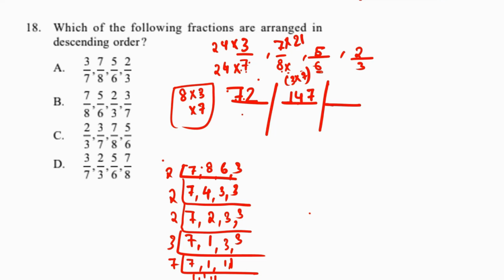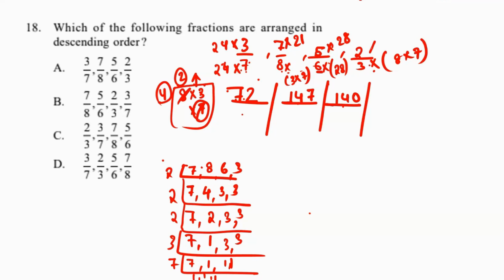Next, we need 6. 6 can be multiplied by 3, and a 2 can be taken from here. So you're left with 4 over here and a 7 over here. So 4 into 7, that's 28. So 5 should also be multiplied by 28, and we get 140. And the last one, 3: we have to convert it, so 8 into 7 should be multiplied. That's 56. So 2 into 56 gives us 112.